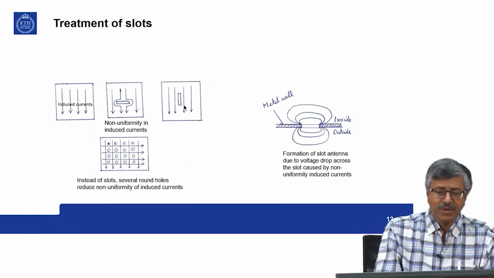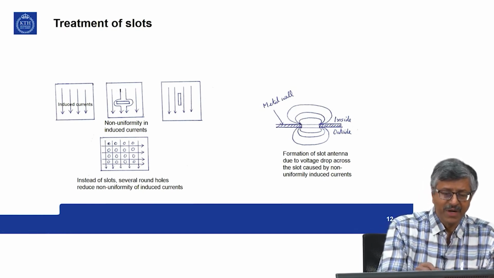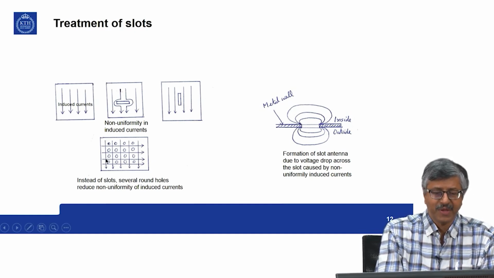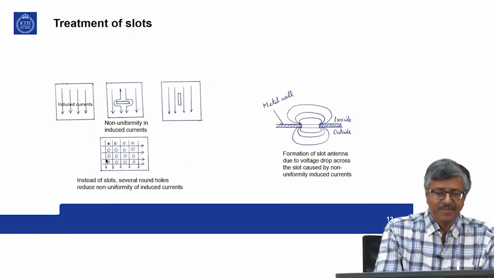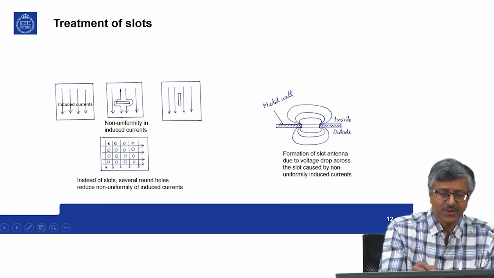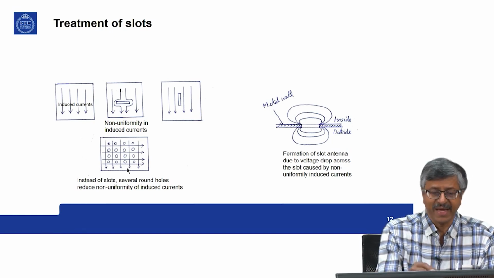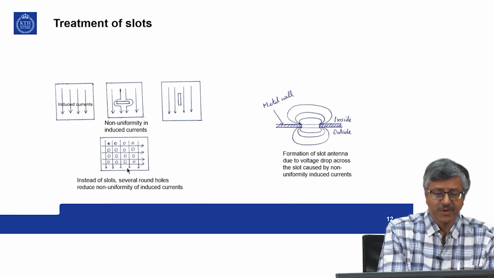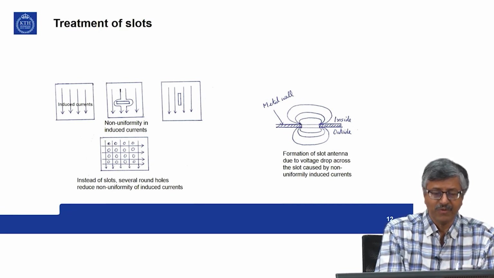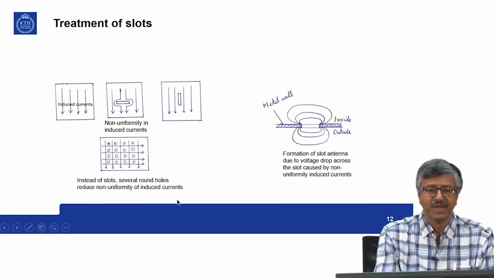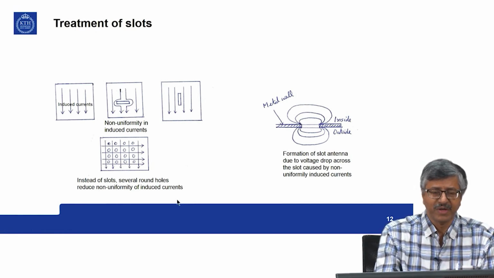But if it is possible to have several small holes, then you will not disturb the induced currents too much, and you will not form this type of radiating antennas on the metal surface. So, instead of slots, several round holes reduce non-uniformity of induced currents. So, this is one way of reducing the problem of slots.